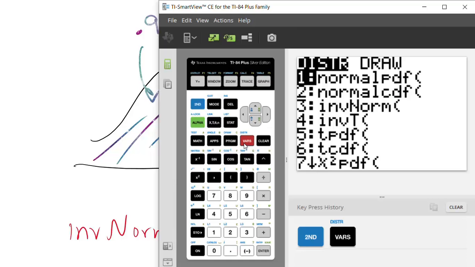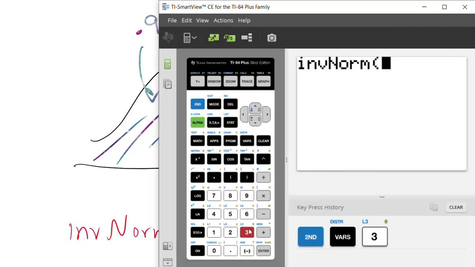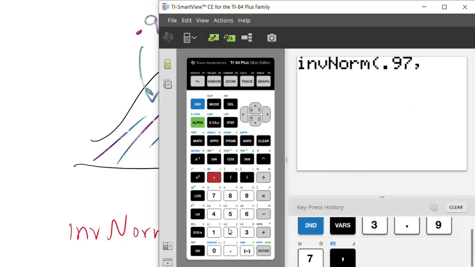Okay, let's put this into the calculator. Second vars, choice 3. Area to the left of our bound is 0.97. The mean was 13. The standard deviation was 3.